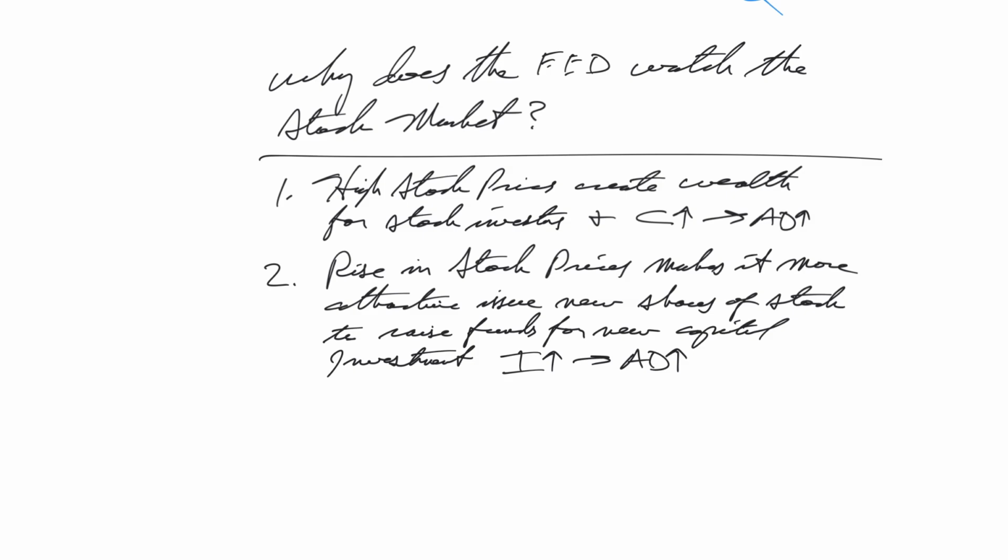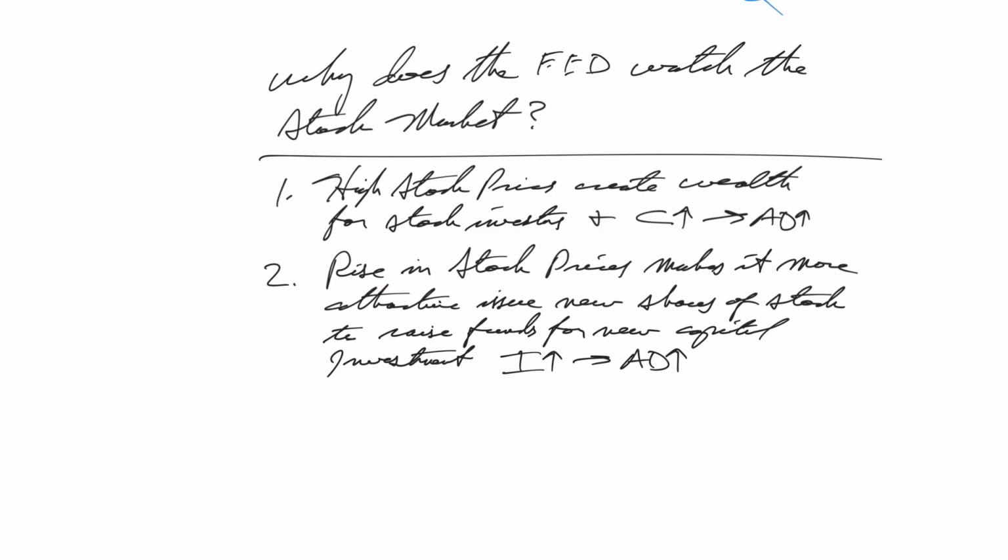The Federal Reserve watches the stock market very closely in making their decisions. The reason why they watch the stock market is, first of all, when stock prices are high, it creates a wealth effect. We've already talked about that. For stock investors, it will increase consumption. Consumption's a component of aggregate demand. Aggregate demand shifts out.